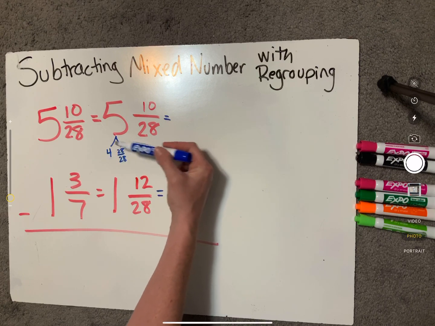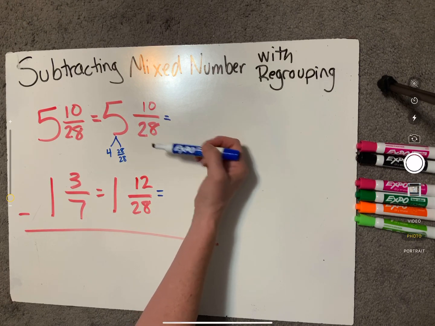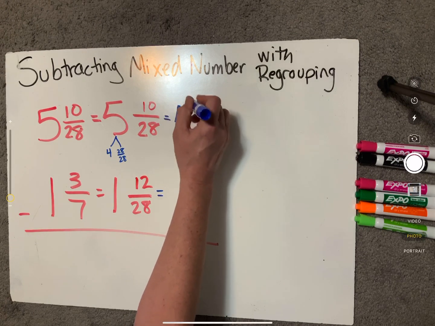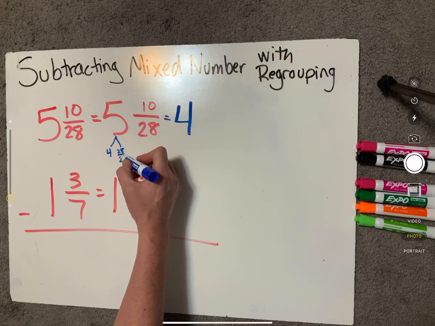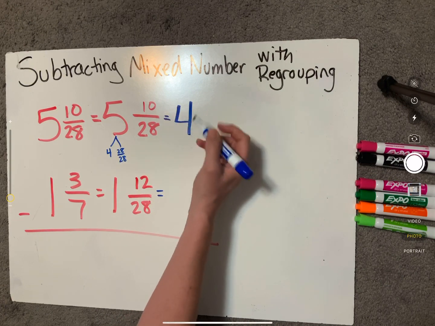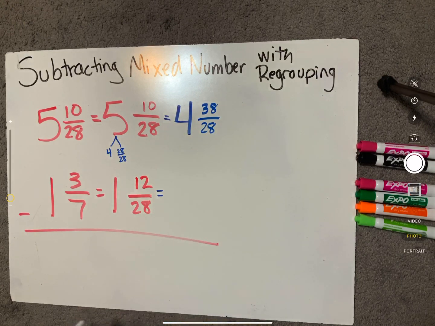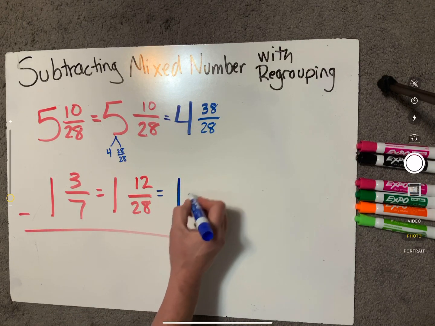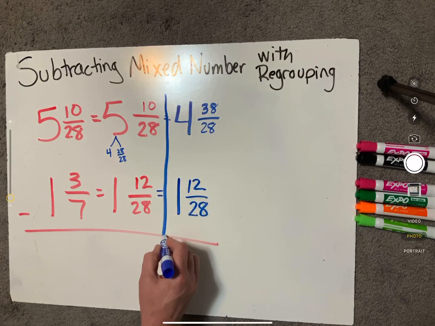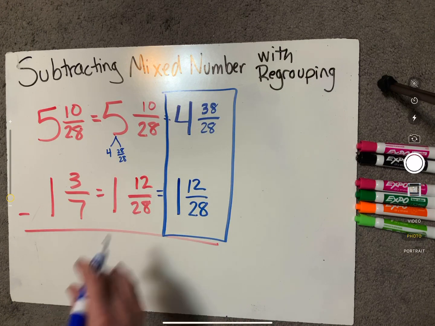But if this helps you think about what you're doing to get this to regroup, go for it. So 5 is now going to be a 4 as our whole number because we've regrouped from it. So 28/28, that's hard to say, plus 10/28 would be 38/28, right? And then this bottom mixed number is actually going to stay the same. So now we have these fractions to subtract.